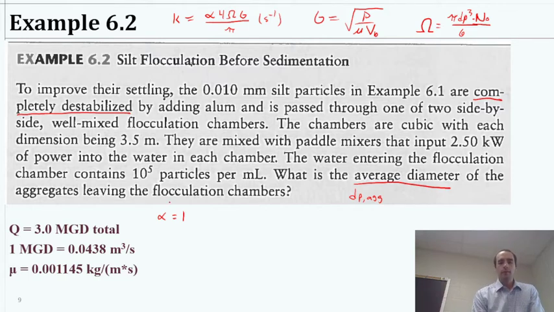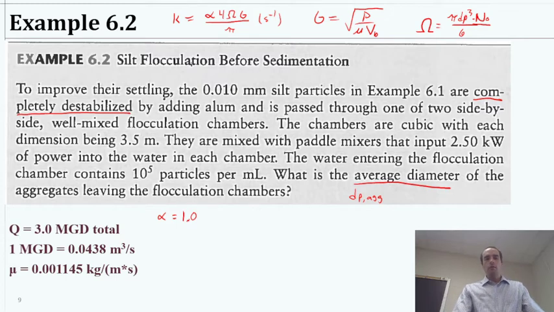We have complete destabilization. That means our alpha is 1.0. It can never be higher than 1, because you can never have more than one particle formed when particles meet. Then that would be counterintuitive, or less than 1 when they meet, I guess.